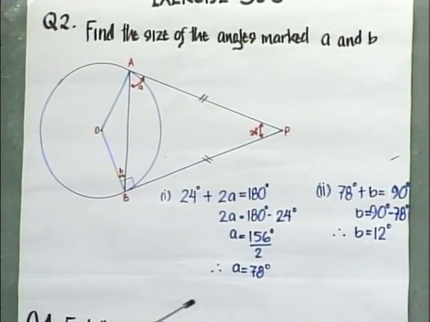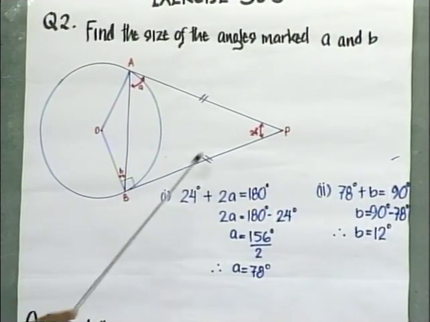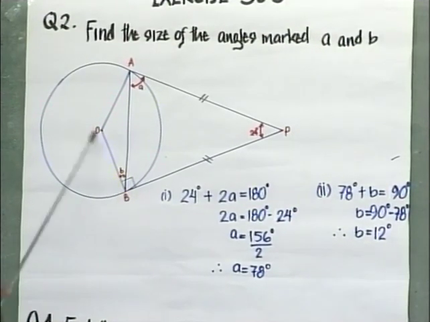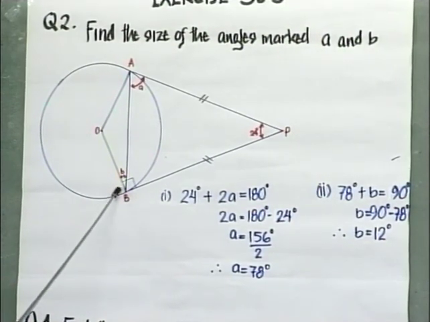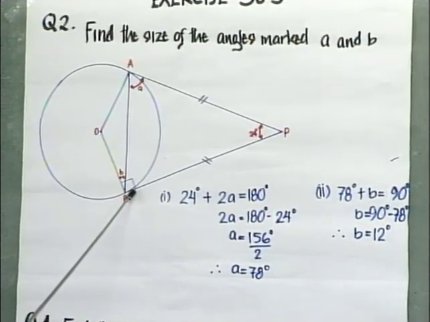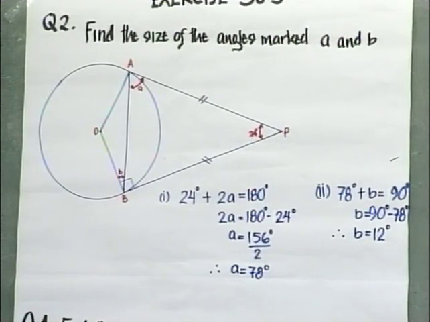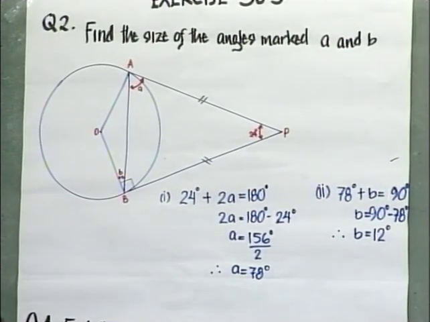Question part 2 asks us to find angle B. Because the tangent drawn outside is perpendicular to the radius, this is equal to 90 degrees. We use the equation 78 plus B equals 90 degrees, so B equals 90 degrees minus 78. Therefore, B is equal to 12.